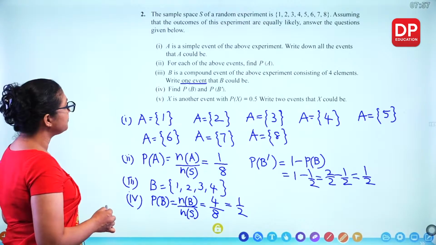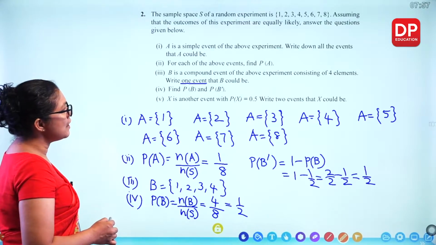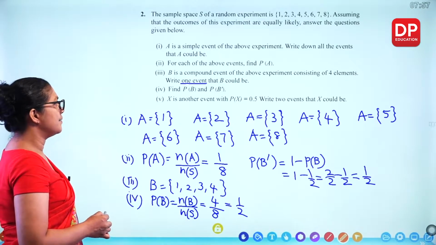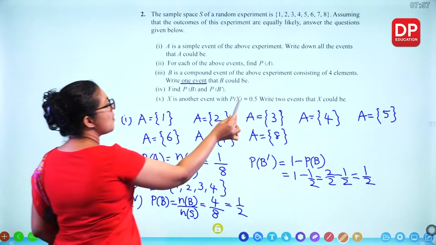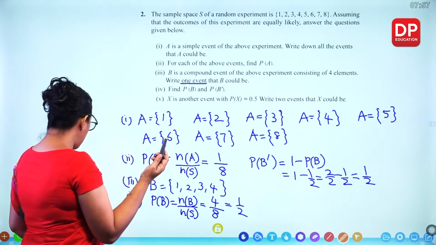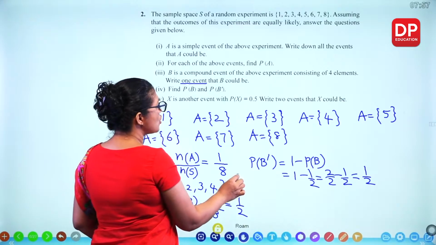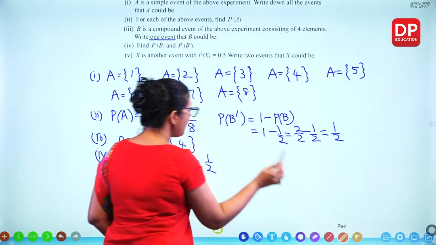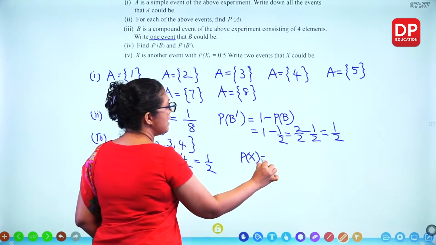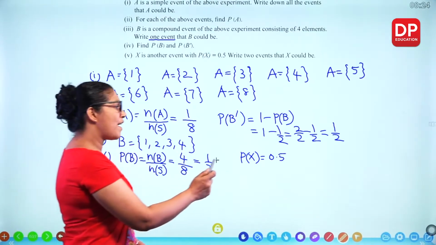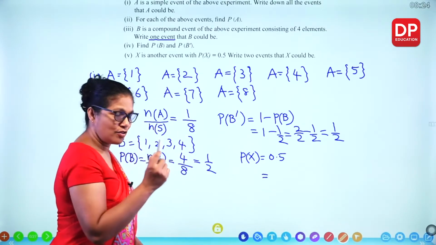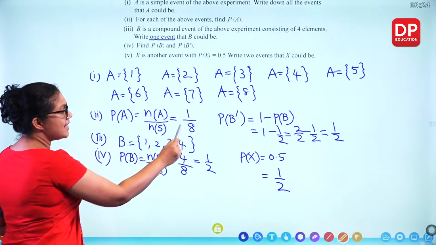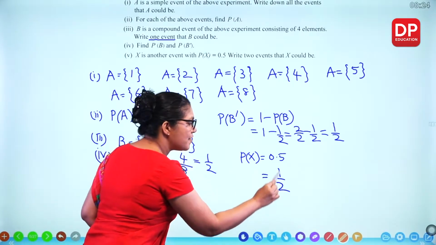Now the fifth part. X is another event with P(X) is 0.5. Write 2 elements that X could be. Okay, so here this one 0.5. Can you write it as a fraction? P(X) is 0.5 means, write this as a fraction, you get half. But the total number of outcomes is 8. So you need to convert this to 8.